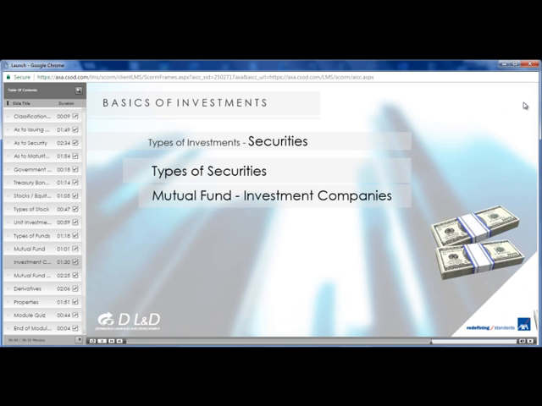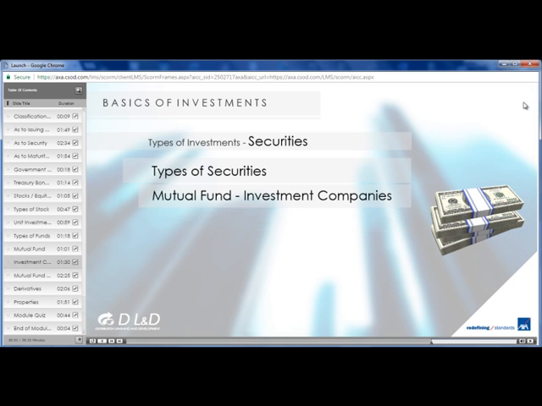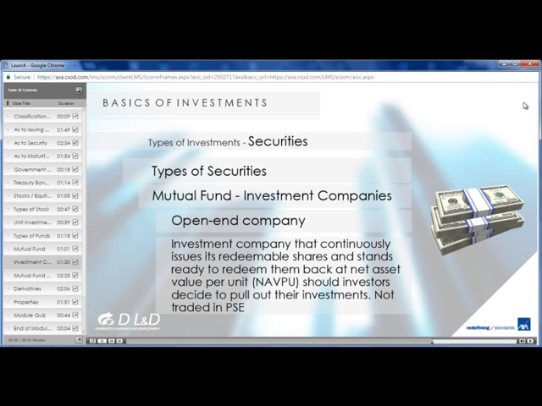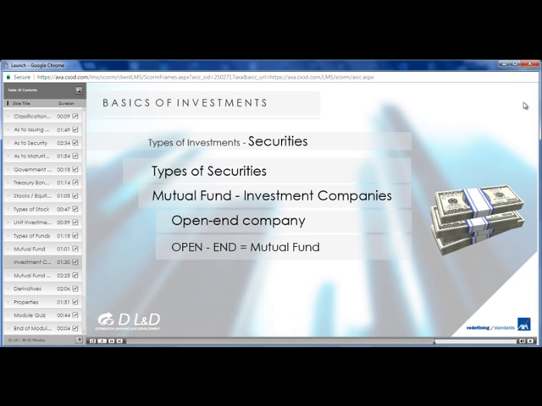Types of investment companies: open-end companies and closed-end companies. An open-end company continuously issues its redeemable shares and stands ready to redeem them back at net asset value per unit should investors decide to pull their investments out. This type of company is not traded in the Philippine Stock Exchange. Open-end is another term for a mutual fund.